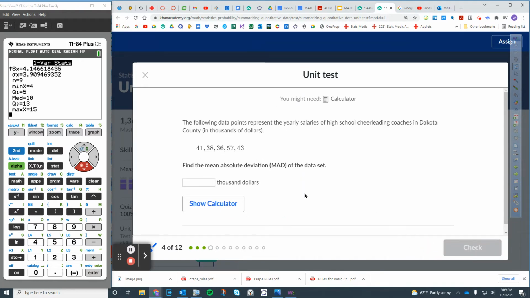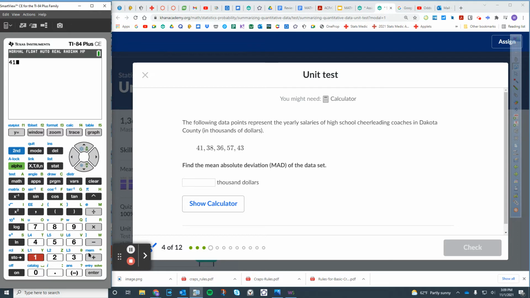Okay, so here they ask us to find, for the following data points that represent the yearly salaries of high school cheerleading coaches in Dakota County, in terms of thousands, not too bad. Find the mean absolute deviation, MAD, of the data set. So we first need to find the mean. And in order to find the mean is pretty straightforward.